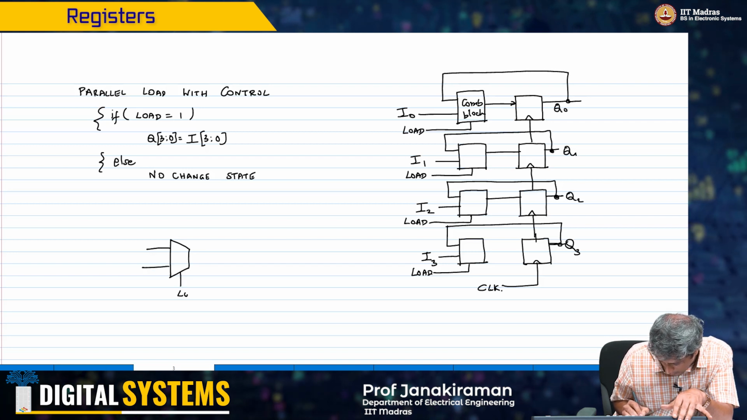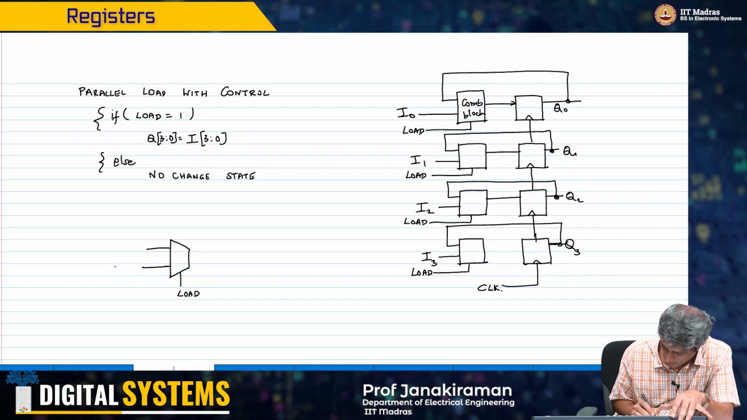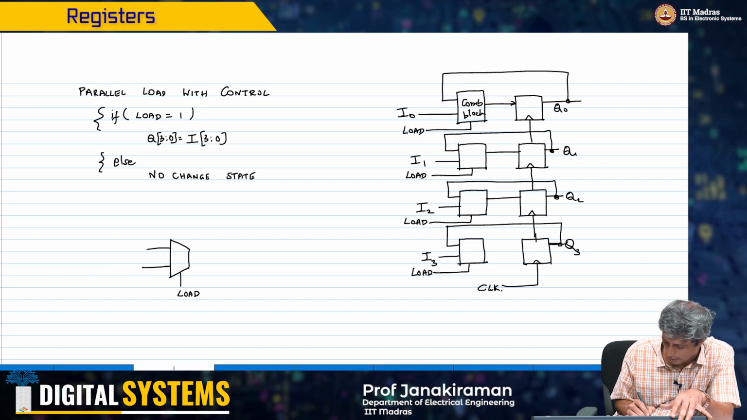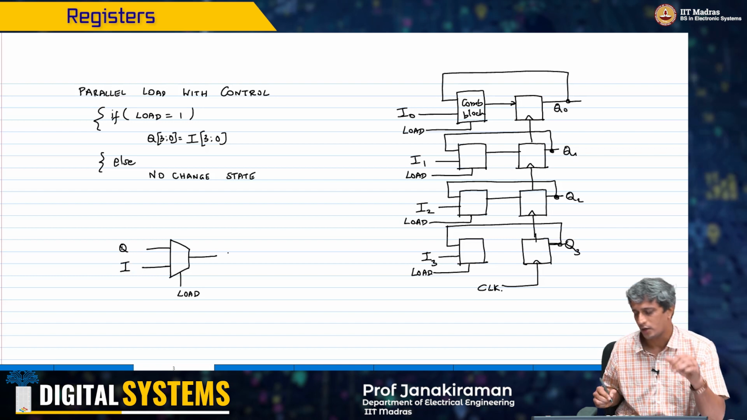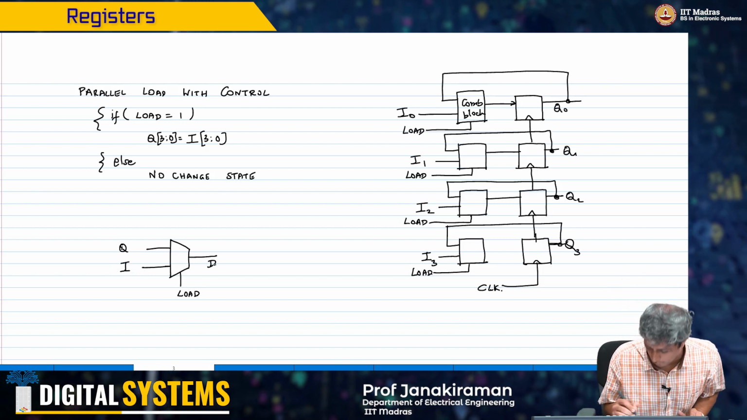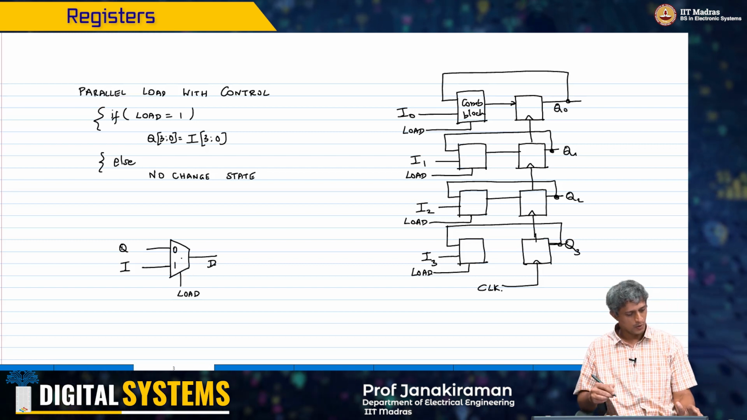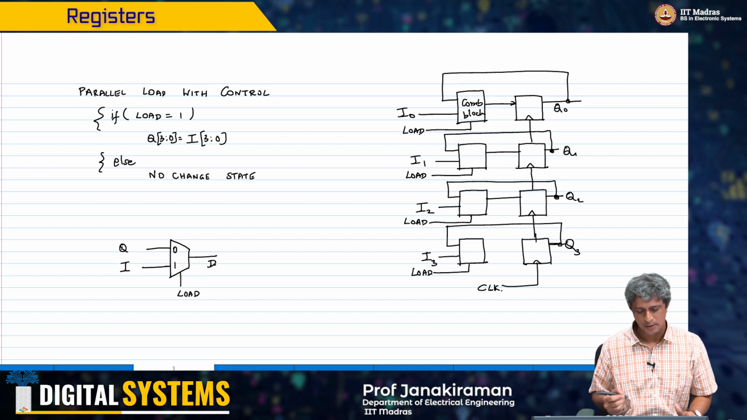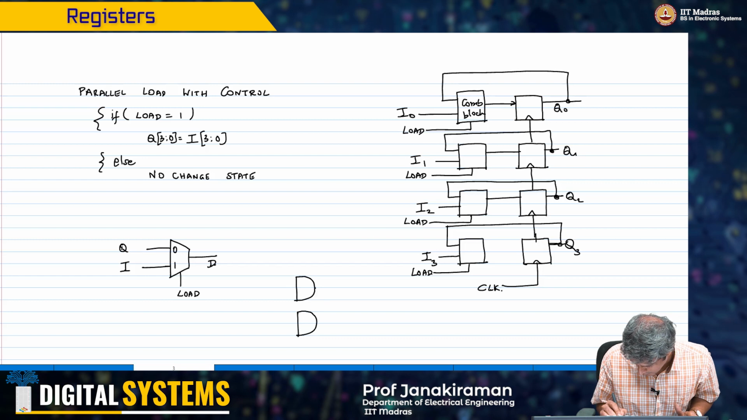I'm going to say load. If the load is 0, then I want my Q input to come here. If my load is 1, then I want the input I to come here, and that is what is going to go to my D of the flip flop. So this is 0, 1. And what is a multiplexer? Ultimately, the multiplexer is nothing but something like this.